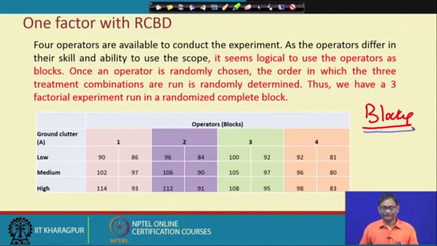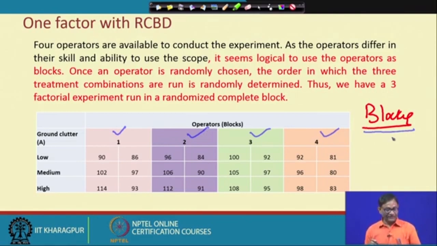there are four operators, and as the operators differ in their skill and ability to use the scope, it is logical to use the operators as blocks, because if I choose operator 1, operator 2, operator 3 and operator 4, and they vary in their expertise, their knowledge, their educational background, then what will happen when operator 1 will see the scope, radar scope, and the intensity level required to see the target, there may be variability, there will be variability induced in this process. So, in that case, operators are contributing in the results. So, you can block this nuisance. So, if you do this, it is known as blocking.